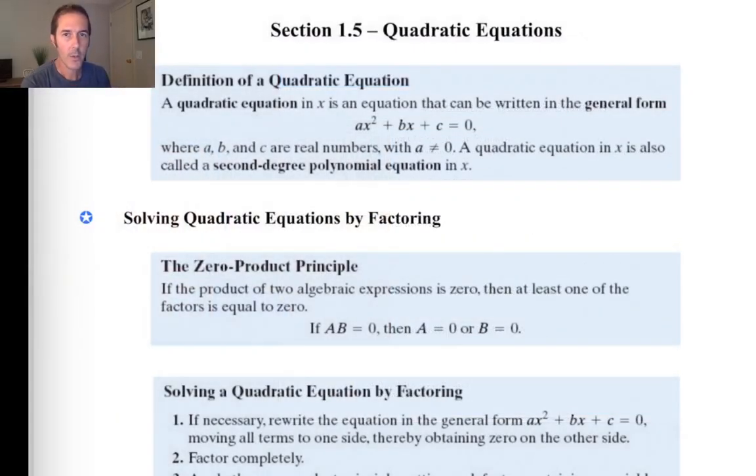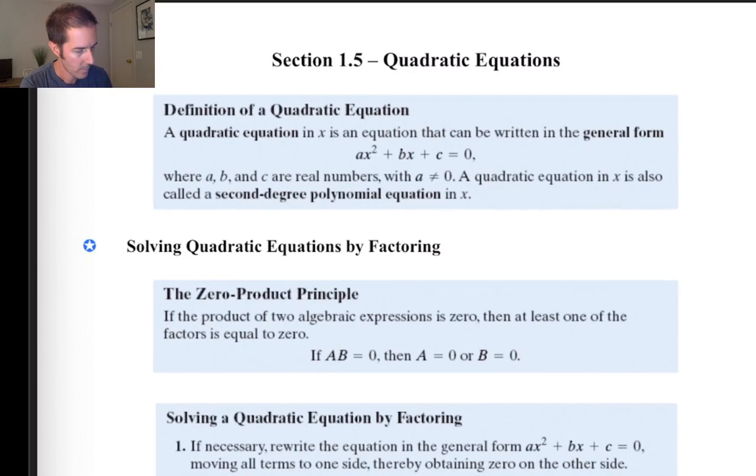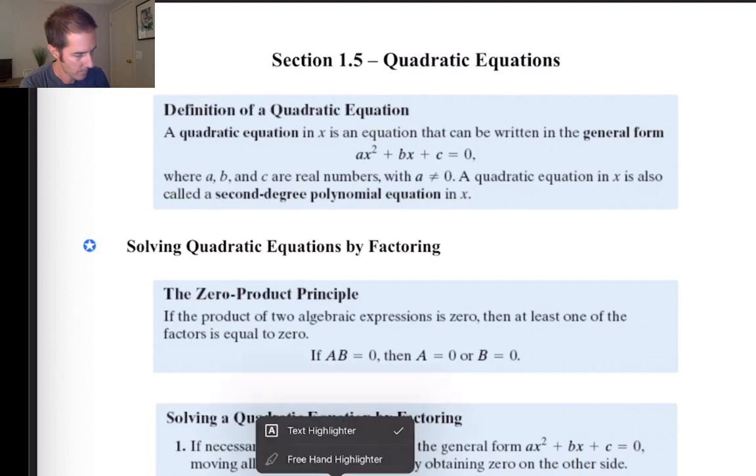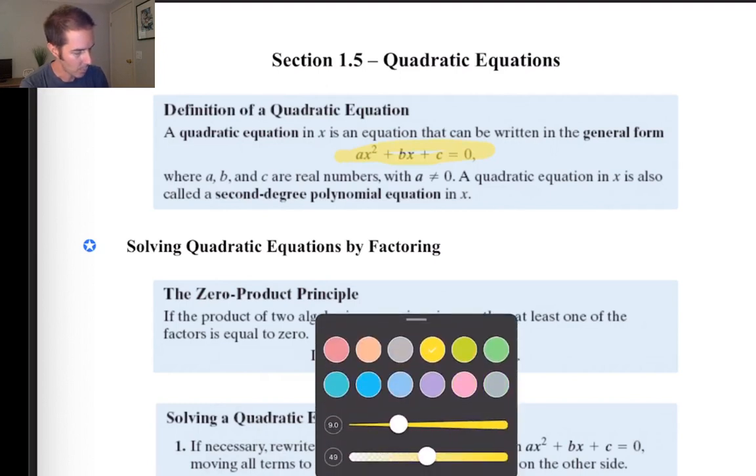A quadratic equation is of this form, if I can get my pen to work, of this form right here. Still not working? Come on now. How about that? There it is. ax squared plus bx plus c equals 0.